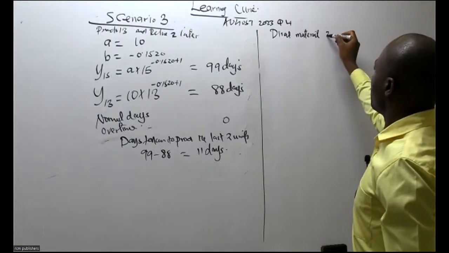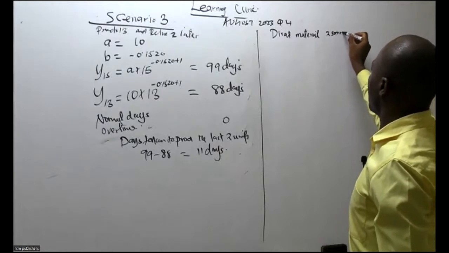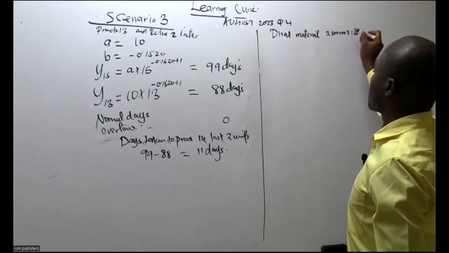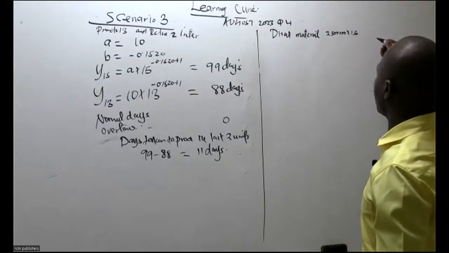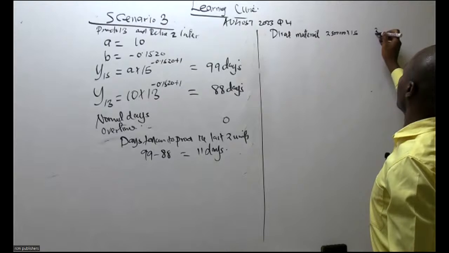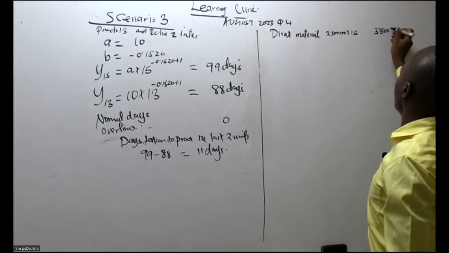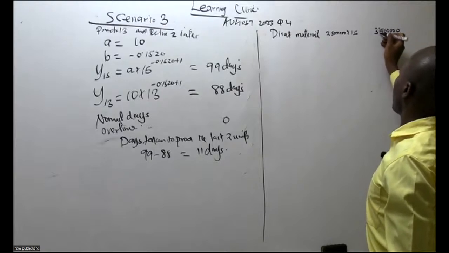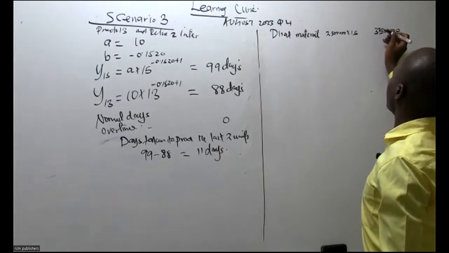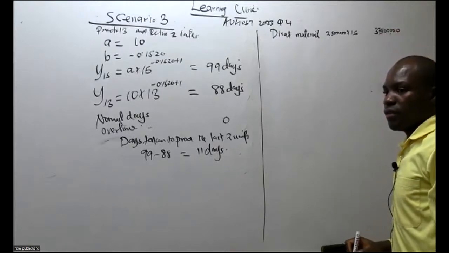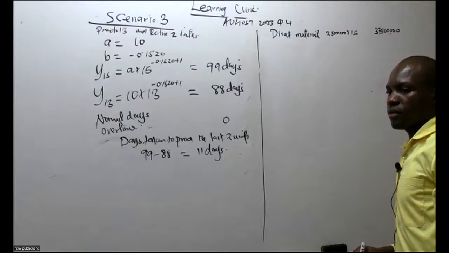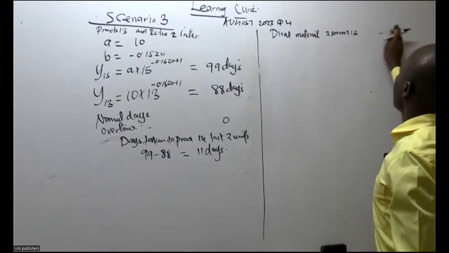We add 2,500,000 by 15 units. Ilikuwa ngapi? Was it 37,500? I can remember that figure somewhere there. 37,500. Ulikuwa na kitu kama hiyo.